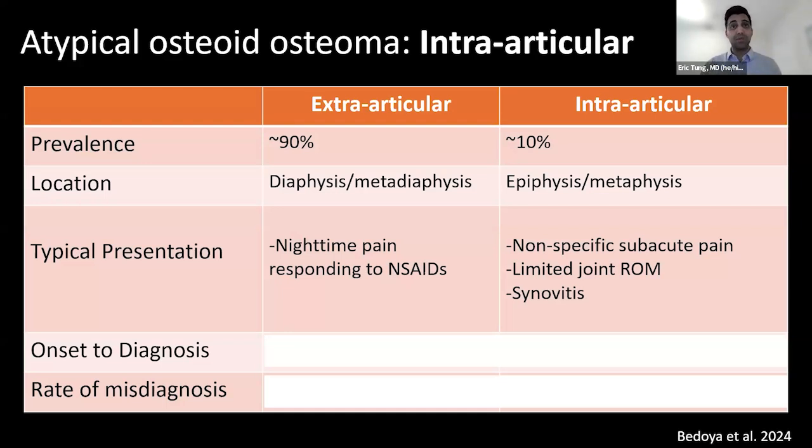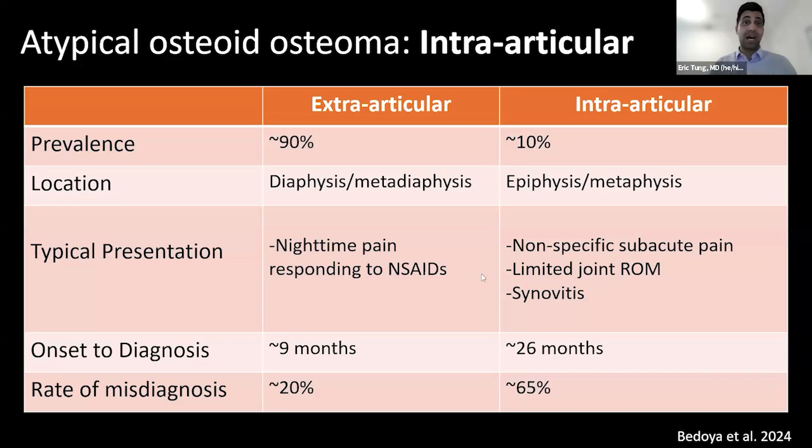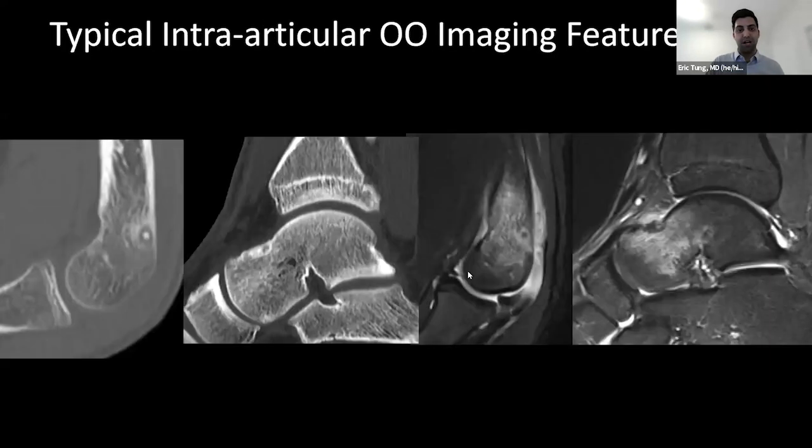It can be this non-specific subacute pain. Sometimes it's just limited joint range of motion and can really mimic other diagnoses, including juvenile idiopathic arthritis and other inflammatory arthropathies. Keep in mind that the onset to the actual diagnosis of osteoid osteoma is much more delayed with intra-articular osteoid osteomas because of this atypical presentation. And then the rate of misdiagnosis is higher as well, because it's really not following these classic rules that we think about with typical osteoid osteomas.